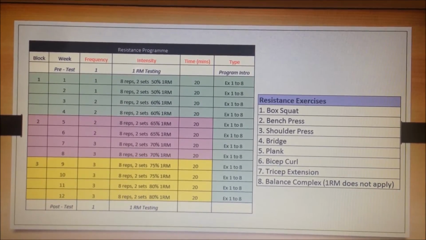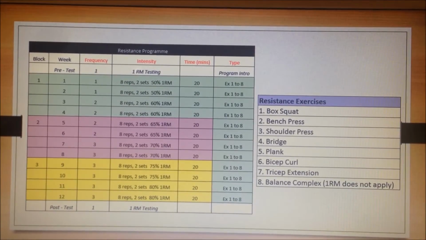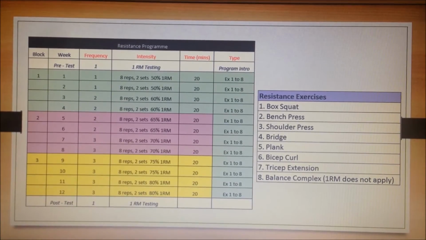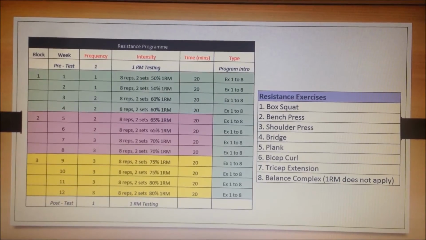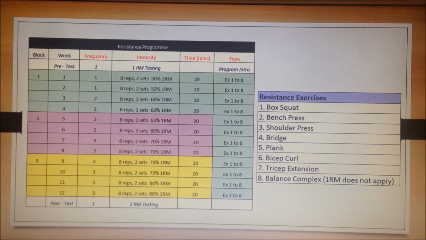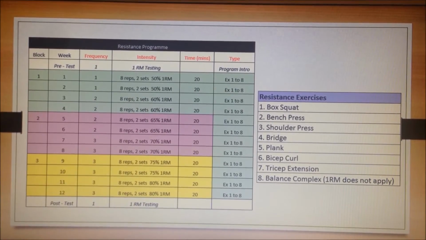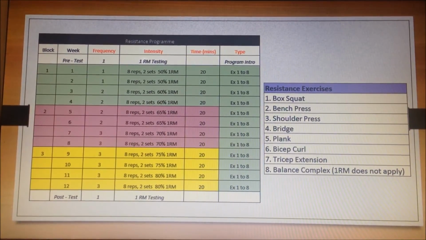As I said, each block is broken up into 4 weeks, and the frequency of the sessions per week increases as we go. The first 2 weeks, it's 1 session per week. The next 4 weeks, it's 2 sessions per week, and the remaining 6 weeks is 3 sessions per week. It can also be seen in the intensity column that this increases as we go also. The reps and sets stay the same, however the intensity of 1RM gets greater.